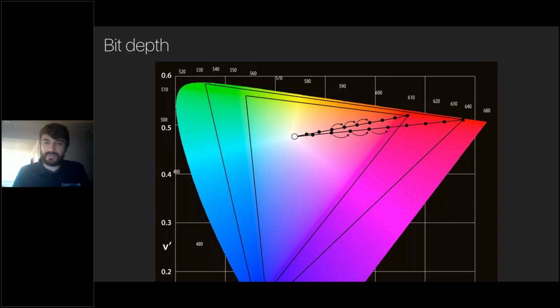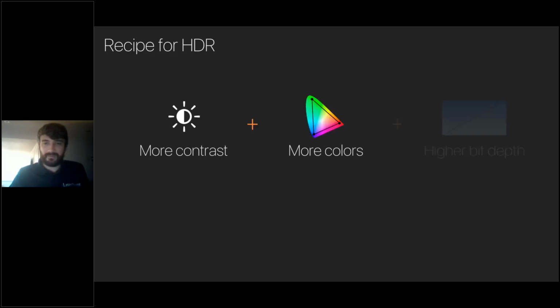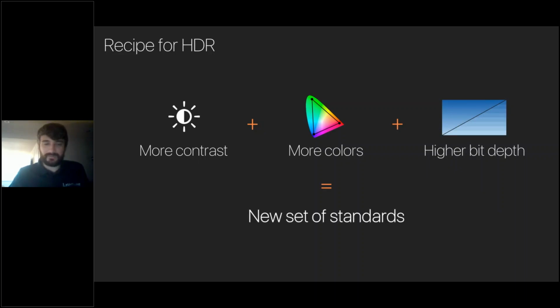So the two neighboring steps move further away from each other, so the color banding becomes more visible. In other words, if you increase the size of the color gamut, then really you're going to want to increase the bit depth as well. Otherwise, the banding is going to become more extreme. So the recipe for HDR is 3 ingredients: more contrast, more colors, and a higher bit depth. And the result is a new set of standards.